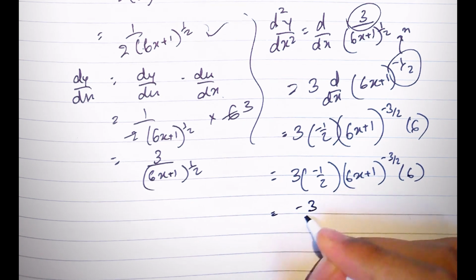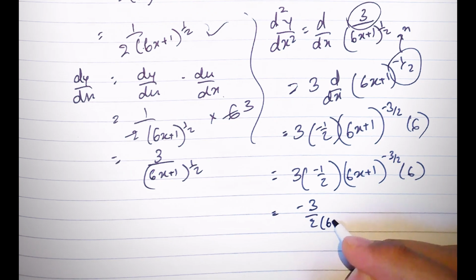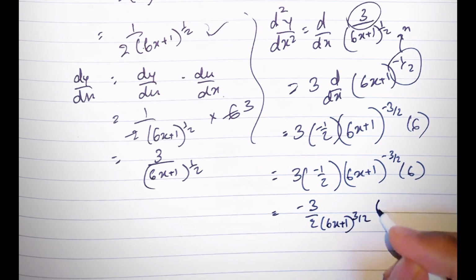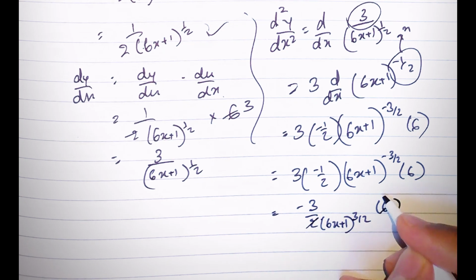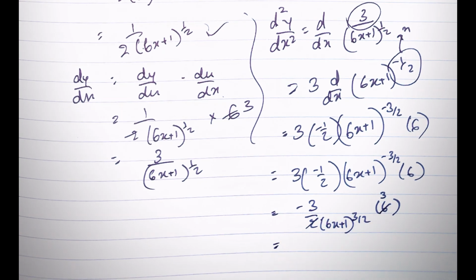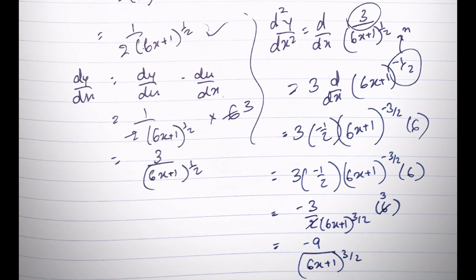So we have negative 3 by 2, and we can write this thing in the denominator, then it will become positive. So 6x plus 1 multiplied by 6. Now we can actually cancel this 6 by this 2 right over here, so we have again 3. So negative 3 times 3 gives us negative 9 divided by (6x plus 1) power 3 by 2. So this is the second derivative.